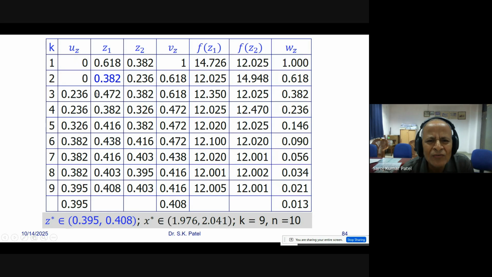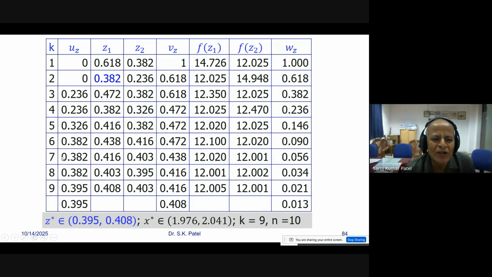Compare between 2 and 3 here, you see 0.382 is common. So we need not calculate again here, only we have to calculate at 0.472. For 0.382, we need not calculate. Again 3 to 4, you see 0.382 is again common. You need not calculate again, only calculate for 0.326. Again here 4 to 5, 0.382 is common, so we calculate only for 0.416. Between 5 and 6, 0.416 is common. See here, so we calculate only for 0.438. That means at every iteration, we are calculating the function only once. But in the first iteration, we are calculating for both.